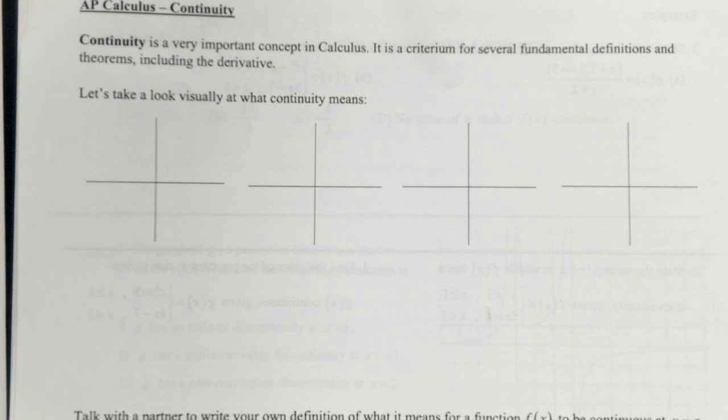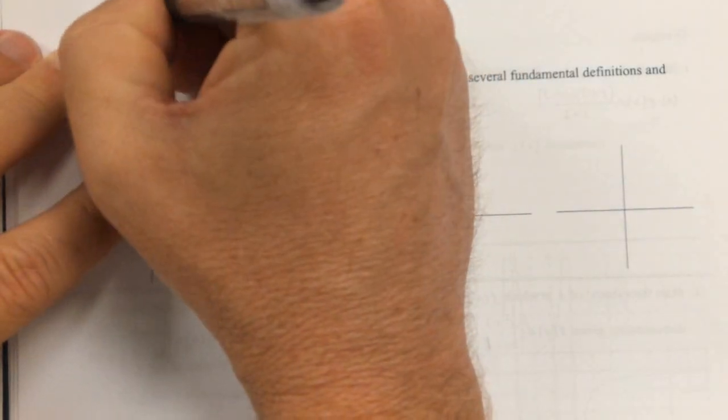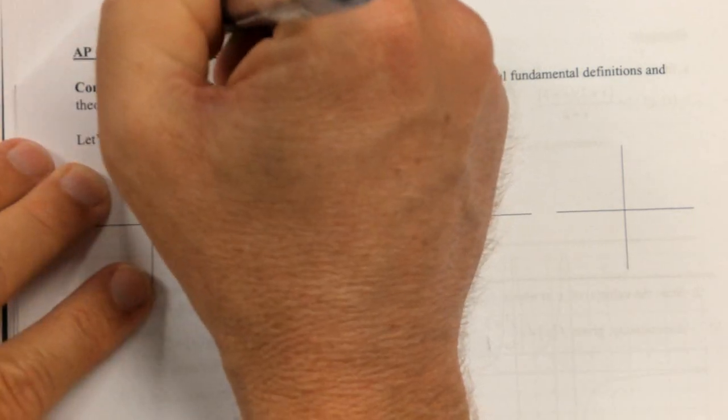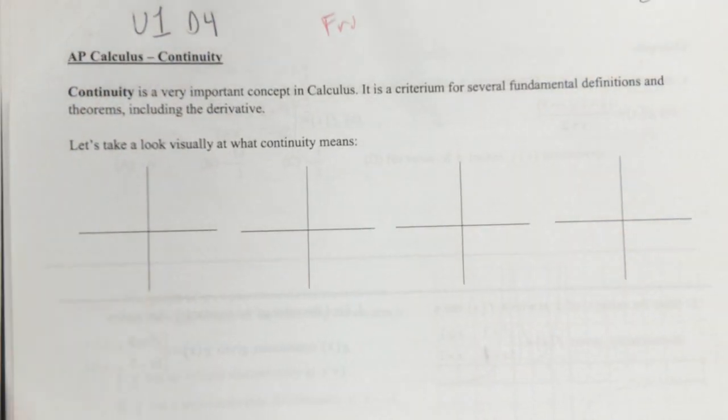On finding all the buttons. Okay, so this is Unit 1, Day 4, Continuity.